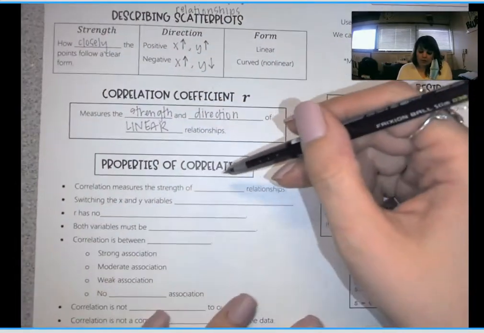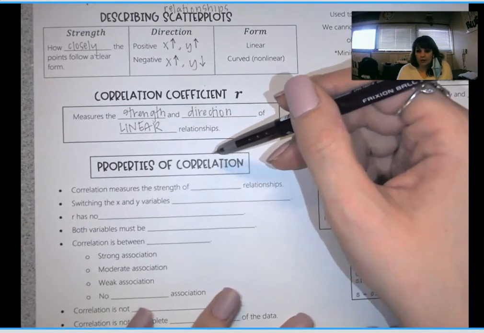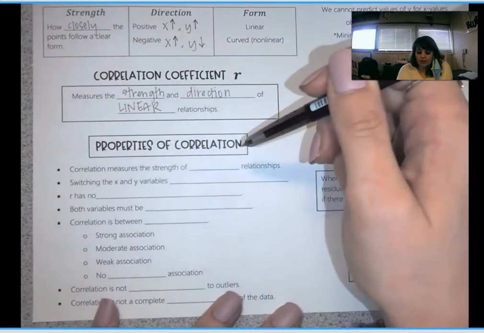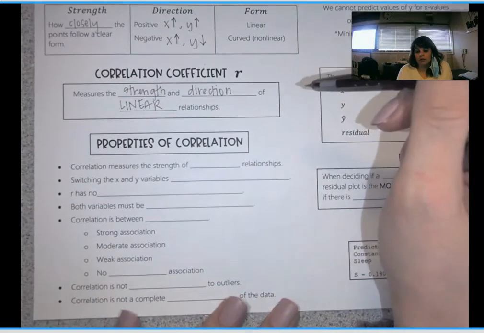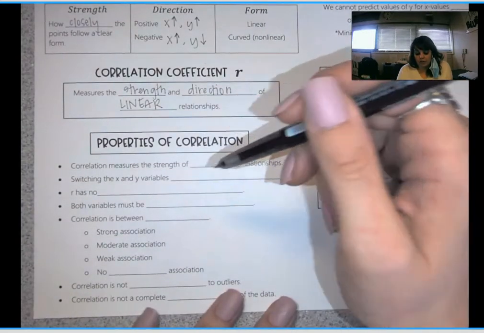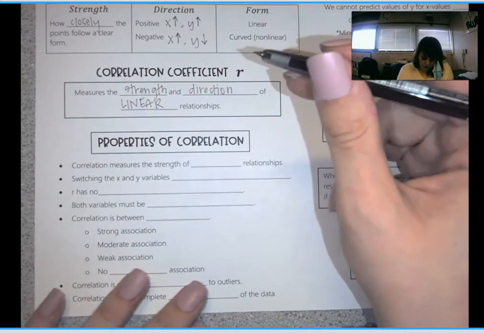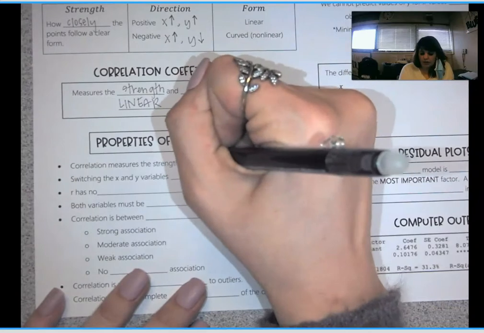When you have correlation, you have a bunch of properties that go along with correlation that we need to make sure that we're aware of. Most of the time where you will see this in an exam is the multiple choice questions. So you want to look out for these things in the multiple choice. So first thing, correlation measures the strength of linear relationships.